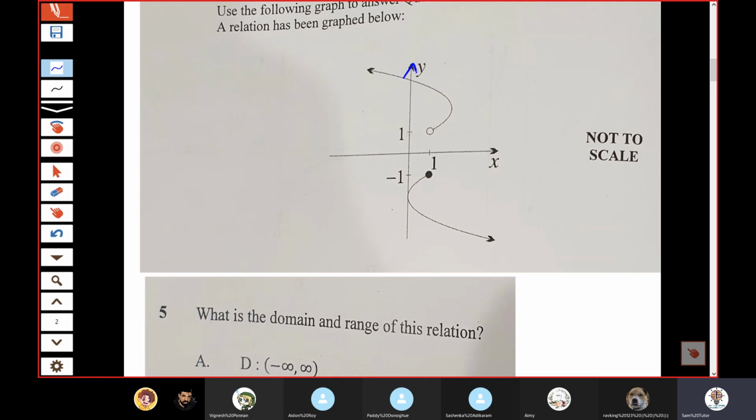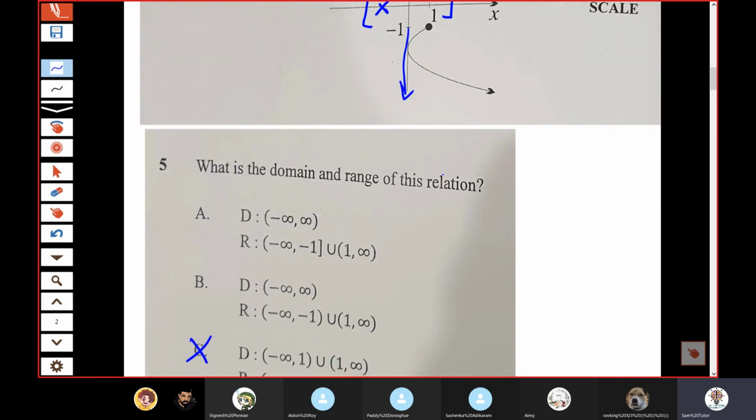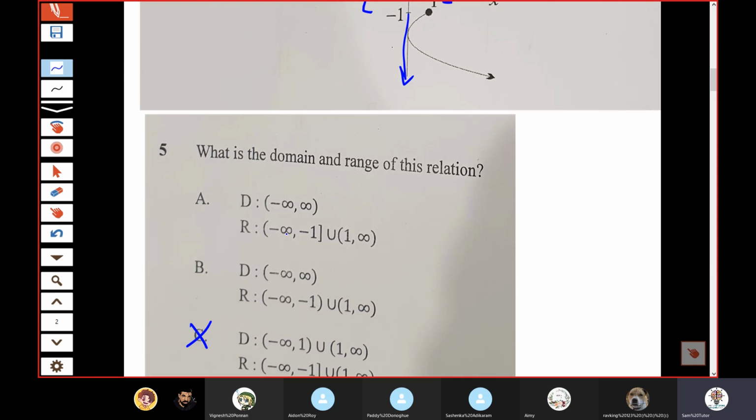Range. Can my y value be anything? Well, it looks like it can be anything above 1, right? All of these numbers work. It can be anything below -1, but it can't be anything in here. This doesn't work. There's no y values there. So that means everything above 1, not including 1, and everything before -1, including -1. So let's have a look. Everything up to -1, including -1, and not including 1, and all the way to infinity.